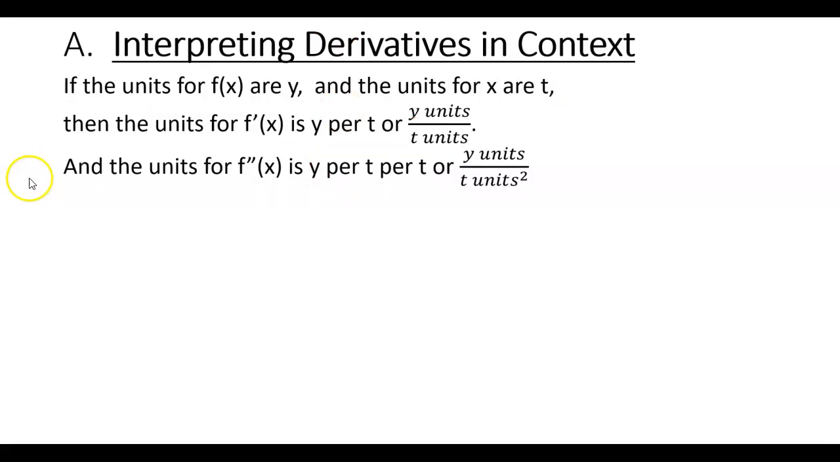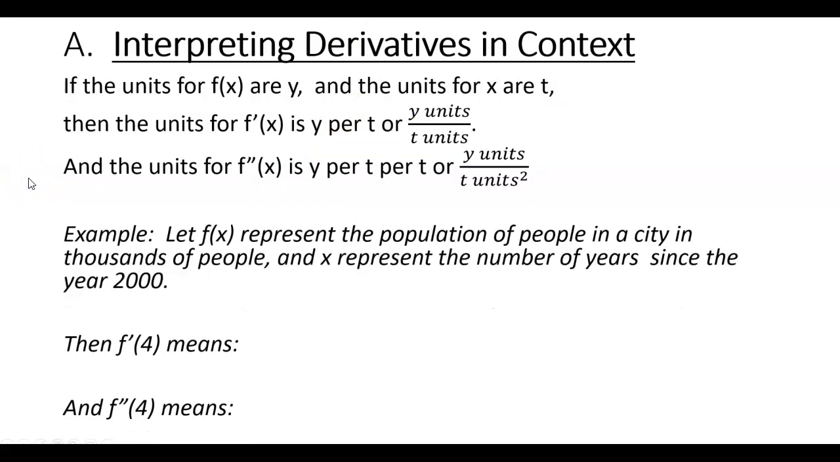All right, so there you go. So here's an example. Let f of x represent the population. So f of x, the output variable, is population of people in a city per thousands. Okay, so if f of x is 5, that means there's 5,000 people in the city at that time. And let's say the input variable x represents the number of years. Then what does this mean?